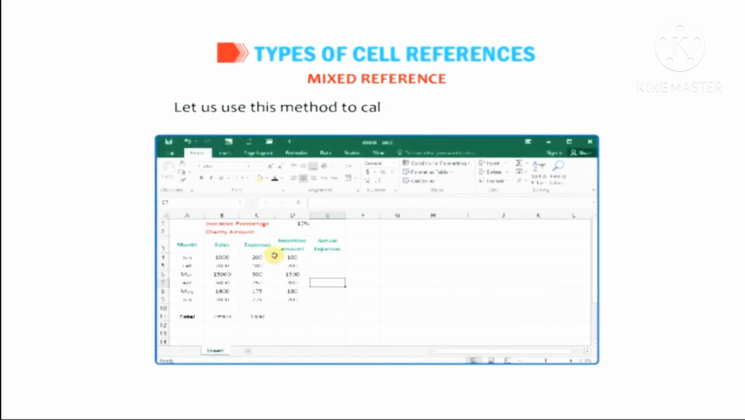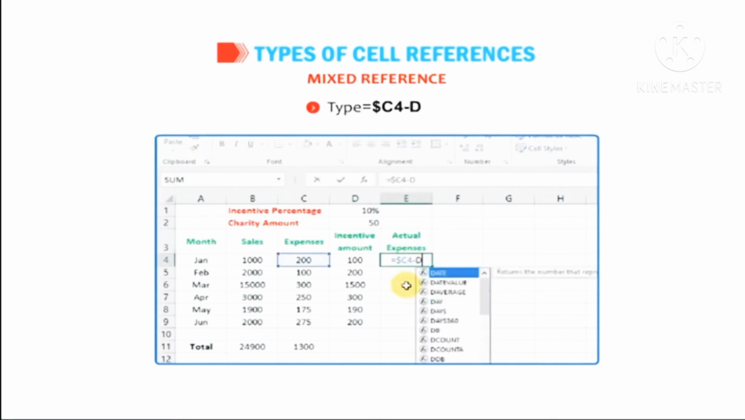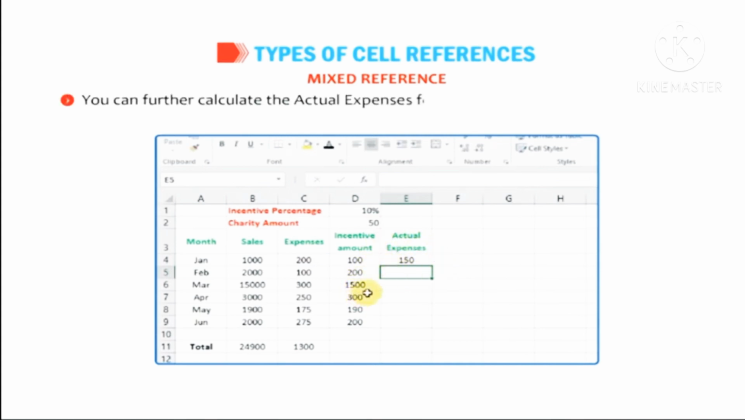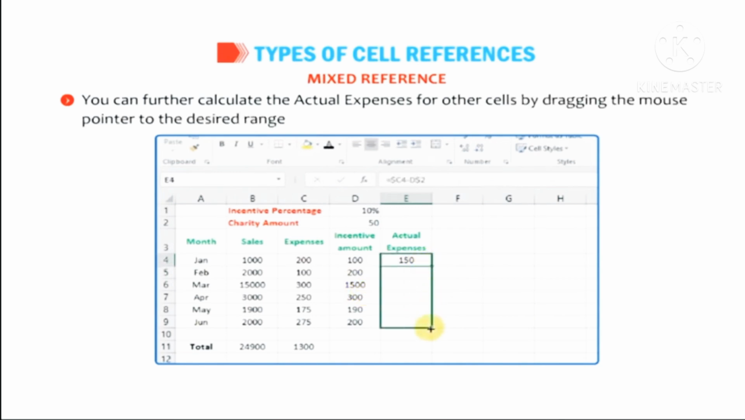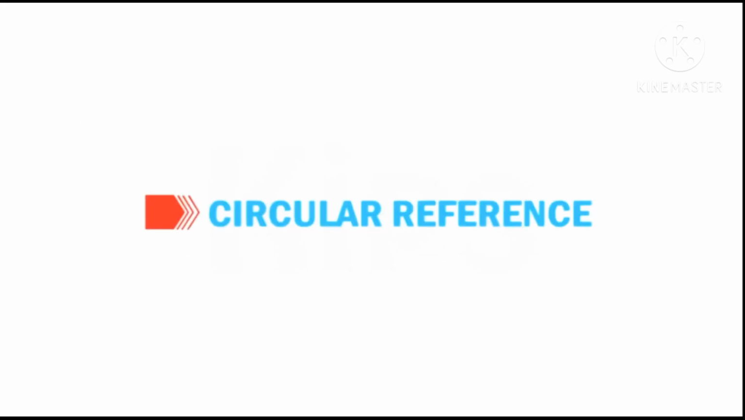So let us use this method to calculate the actual expenses. Type 50 in cell D2. Click on the cell E4 and type equal C4 minus D$2 and press the Enter key. So you can further calculate the actual expenses for the other cells by dragging the mouse pointer to the desired range when it changes to a cross plus symbol.